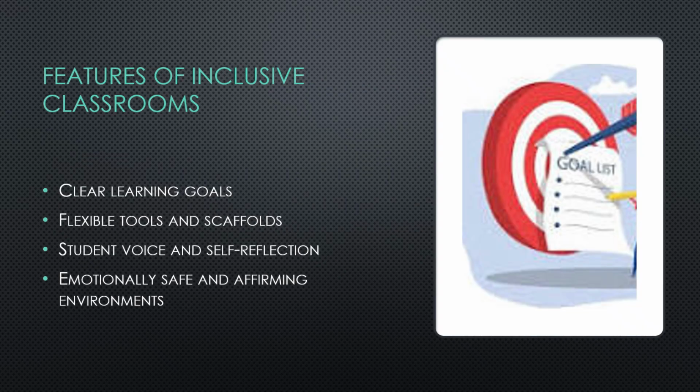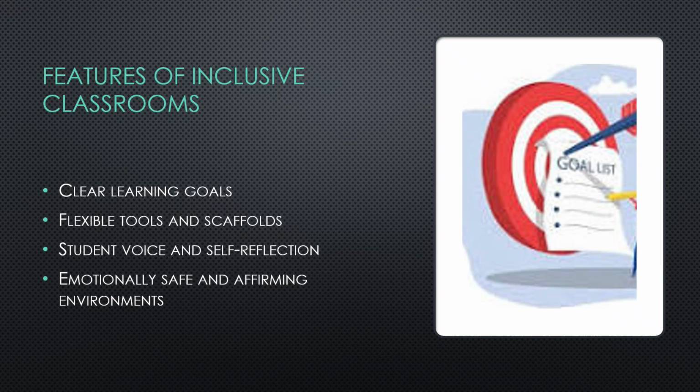Inclusive classrooms have lots of important features that support student success. First, they have clear learning goals so students understand what they're learning and why it matters. When students know the purpose of learning, engagement often increases. Inclusive classrooms also provide flexible supports. Students may access visual schedules, anchor charts, assistive technology, flexible seating, movement breaks, or alternative formats for assignments. These supports help reduce barriers and increase participation.